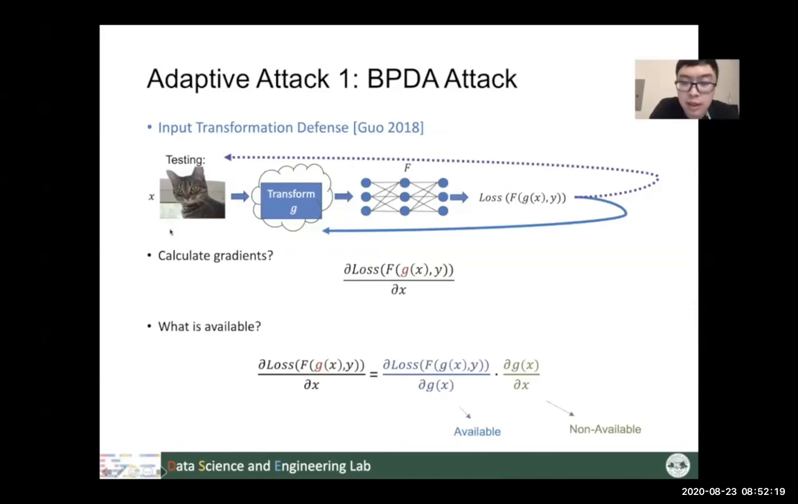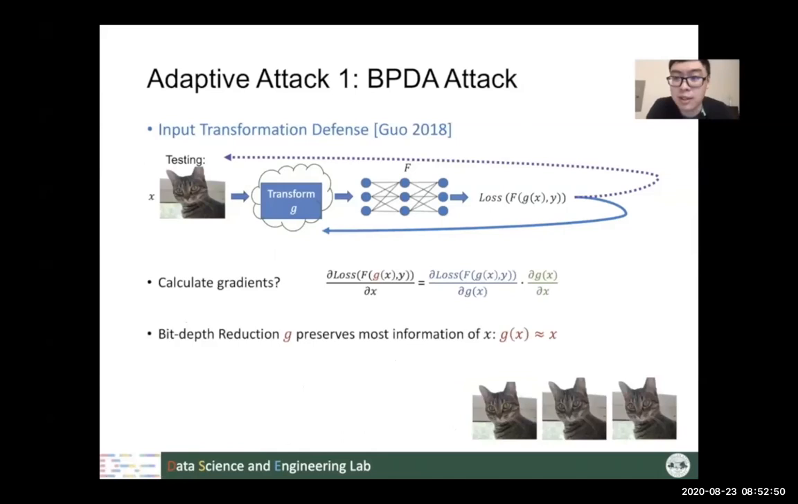And if we take a closer look at this formulation of the gradients by the chain rule, what is available for us is the backpropagation from the loss to the output of the G operation. And what is not available for us is the differentiation from G to X. So here is where the idea of a BPDA attack kicks in.